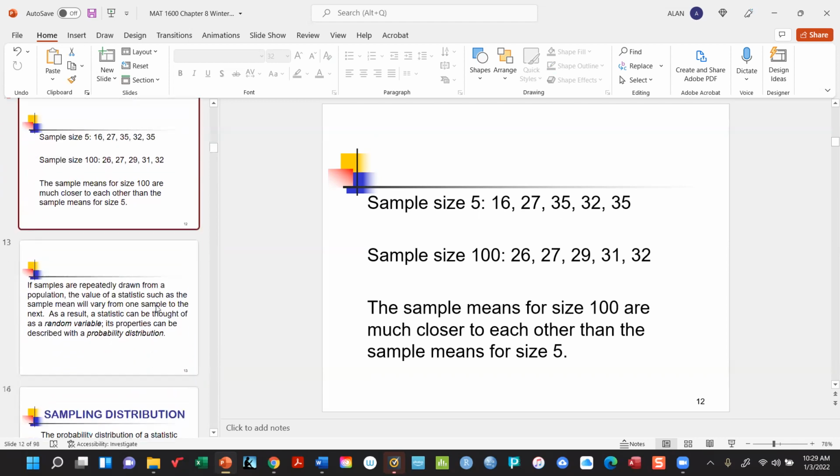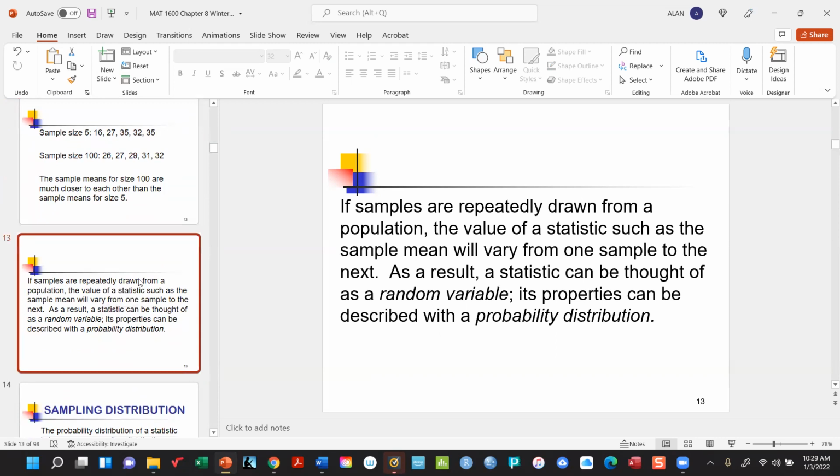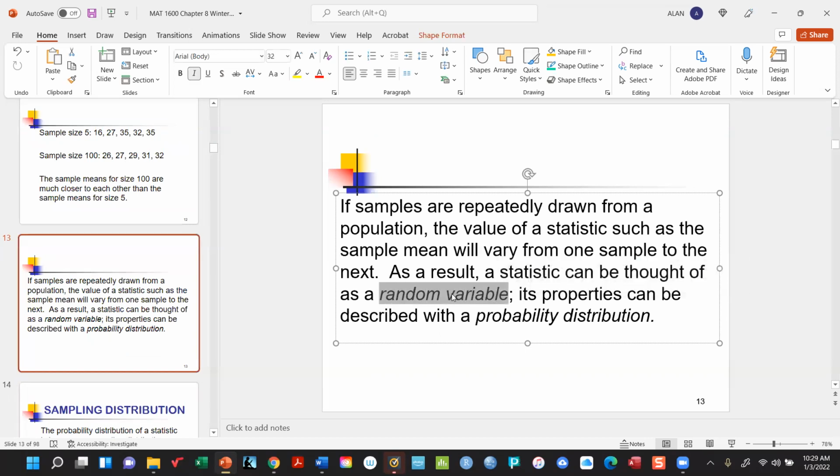So what is this all about? The sample means themselves, because they're different every time we draw a new sample, we can think of the sample mean as a random variable. Because what are we doing here? We're conducting an experiment. The experiment consists of choosing a sample.